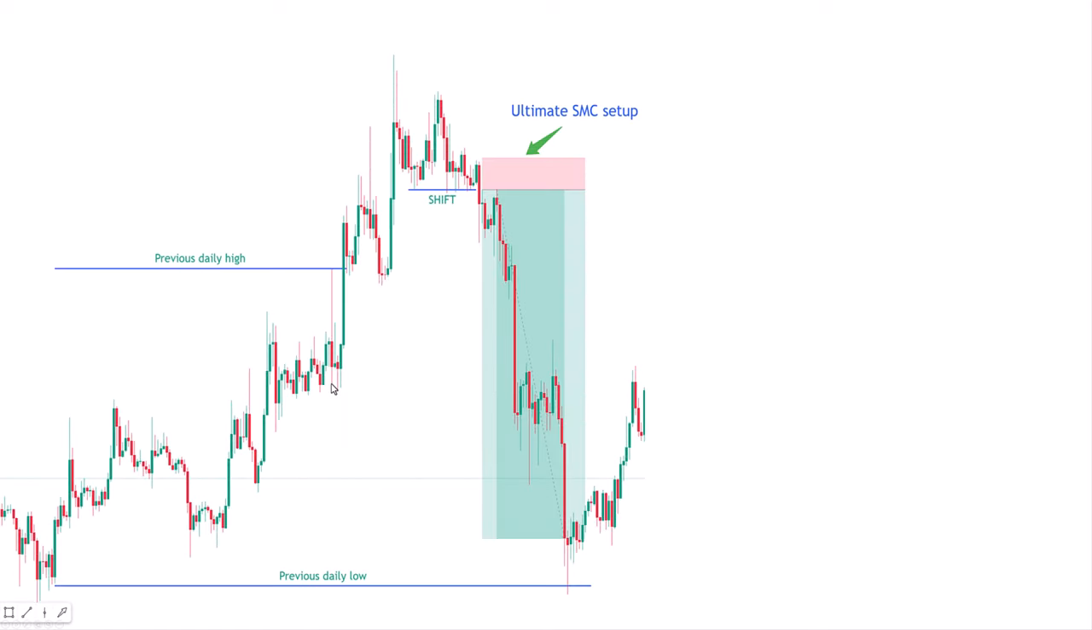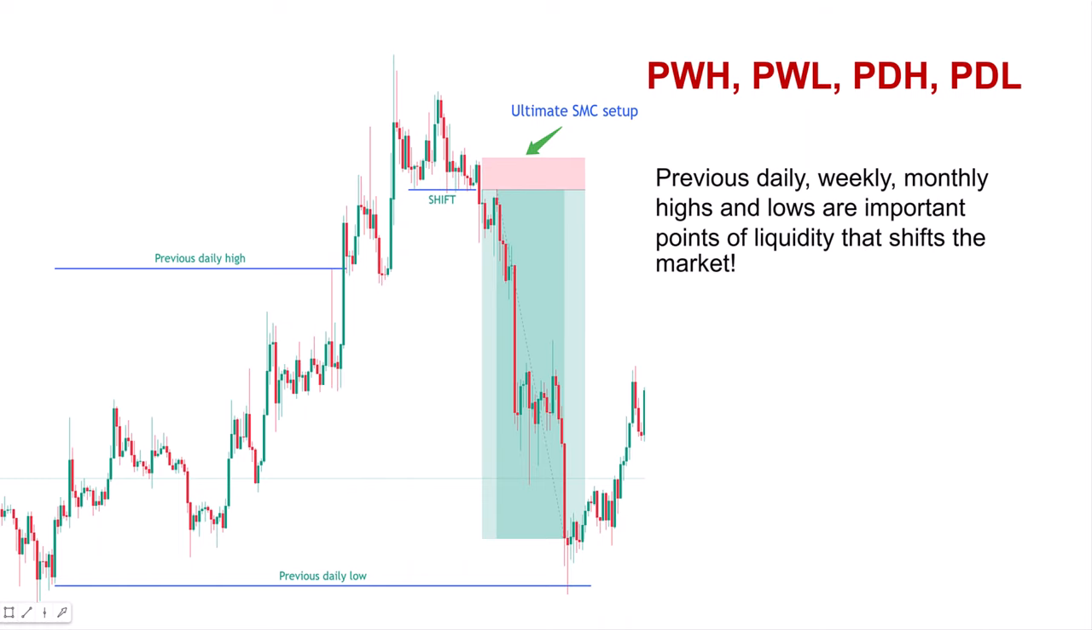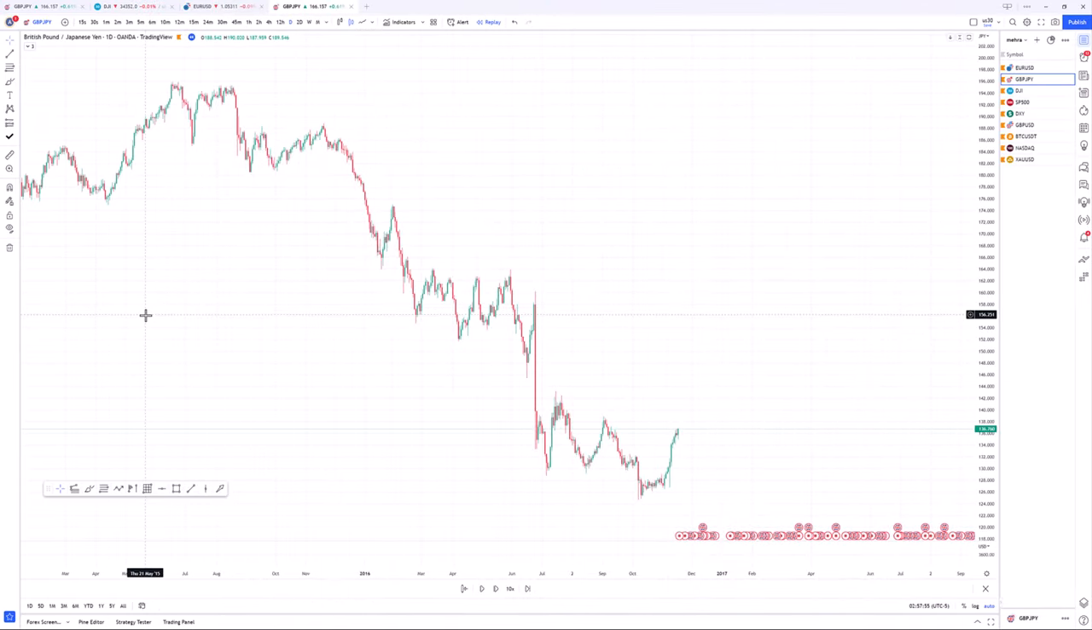The second kind of liquidity is monthly, weekly, daily highs and lows. So the previous day's high and lows, previous week's highs and lows, previous month's highs and lows, they are perfect liquidity points. So let's see highs and lows on the charts. I mean highs and lows as liquidities.